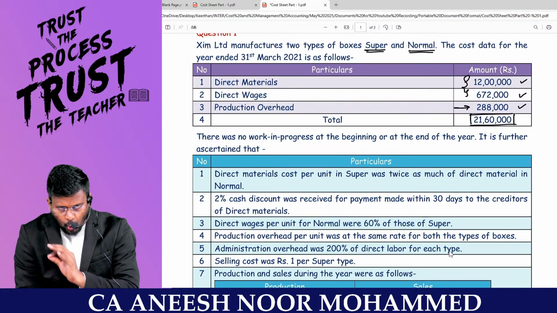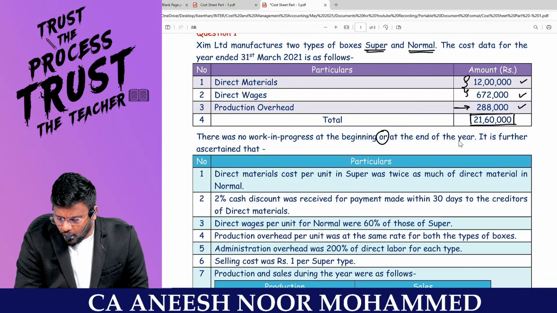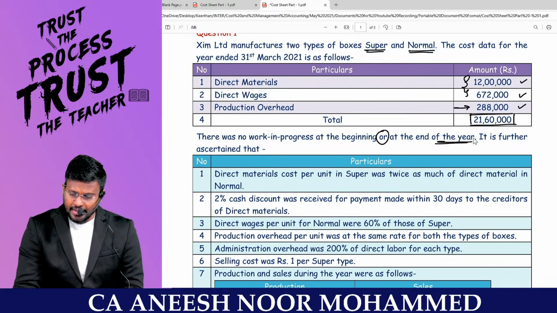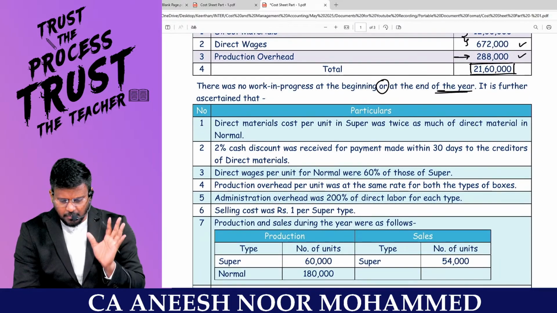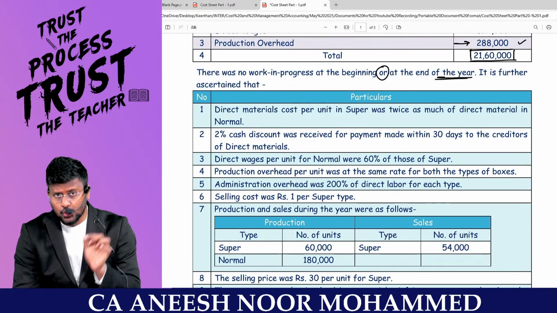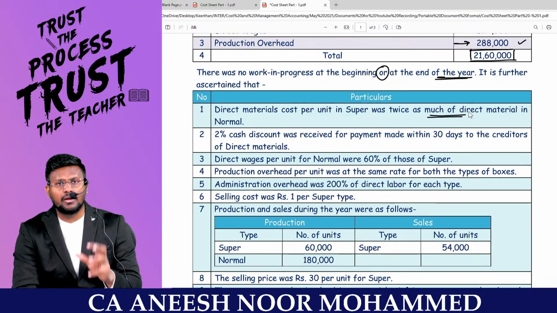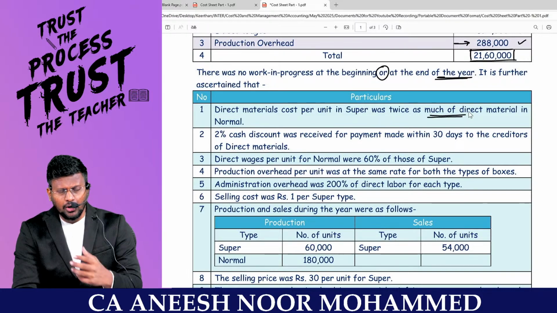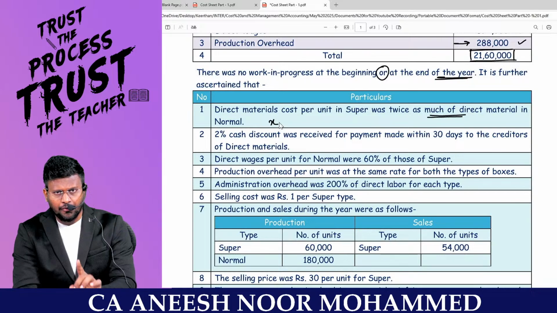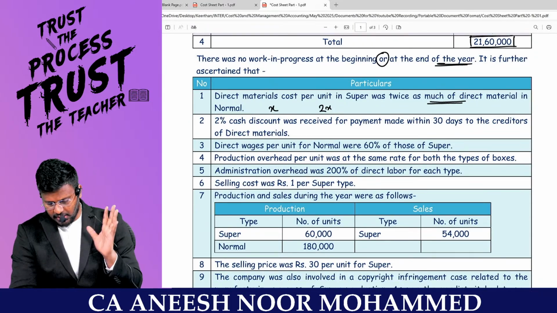There was no WIP, either at the beginning or at the end of the year. So there is no headache of work in progress at all. It is further ascertained that direct material cost per unit in super was twice as much as direct material in the normal. That means if normal takes X per unit of direct material, you need 2X for the super, is what they are expressing.